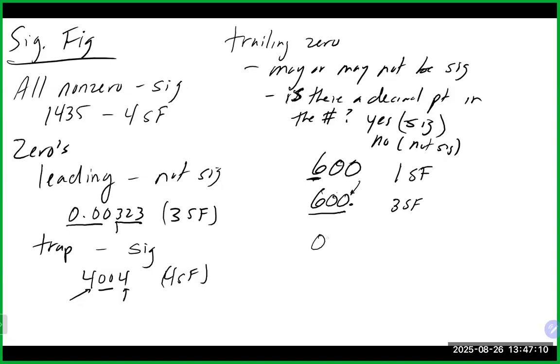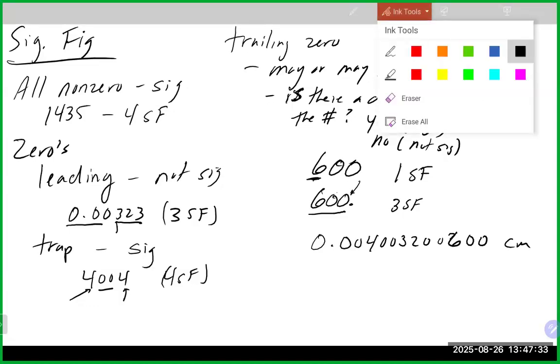So if I had 0.0040032000600, how many significant figures does that have? We'll just say that was some type of measurement. I'm not sure how you get that. But how many significant figures would this one have? I'm not even sure either because I was just writing numbers. So let's take a look and see. Seems like a lot of numbers on the screen.